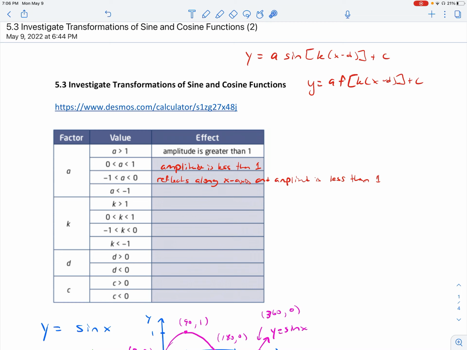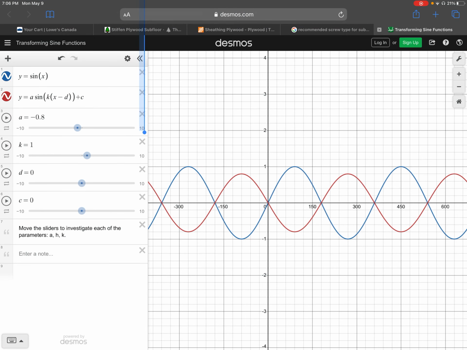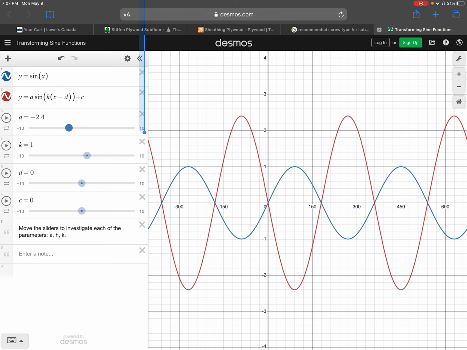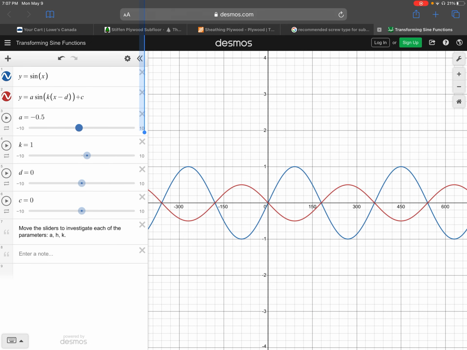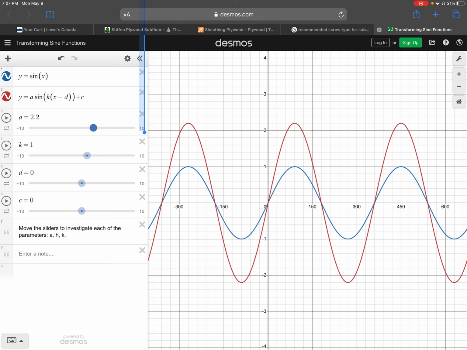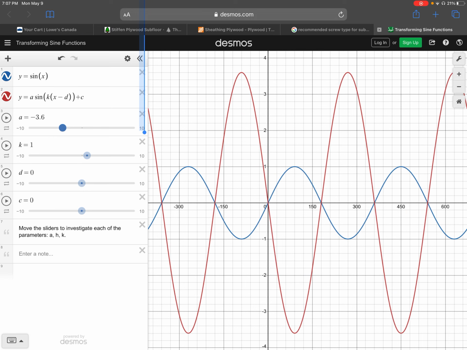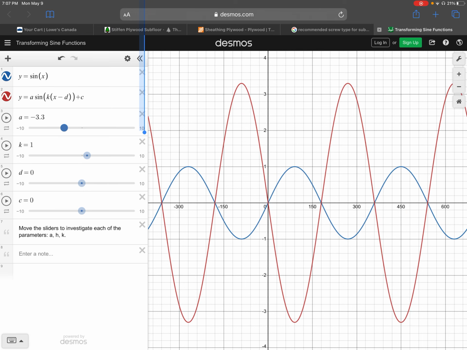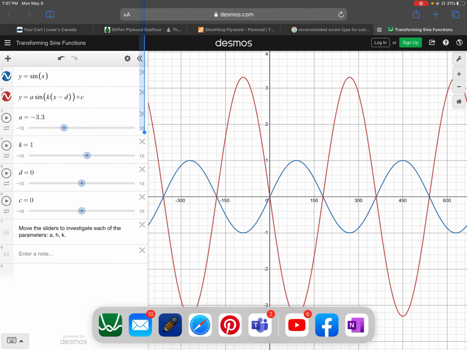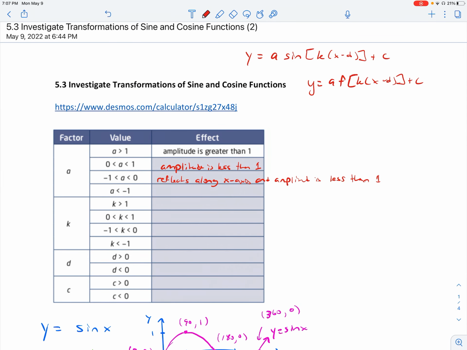All right, so now we have A smaller than negative 1, so like negative 2. So let's move this a little bit further, and now it stays reflected, okay, because normally the graph starts at the origin and goes up, but now that it's negative, it starts at the origin and goes down. Okay, so the amplitude increases and it reflects along the x. So we'll keep some of the same stuff. Reflects along x-axis, and amplitude is greater than 1.